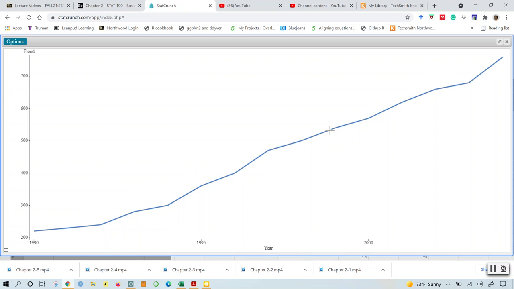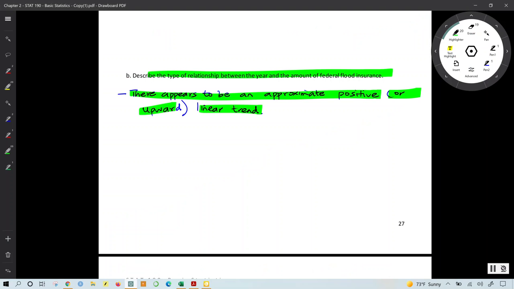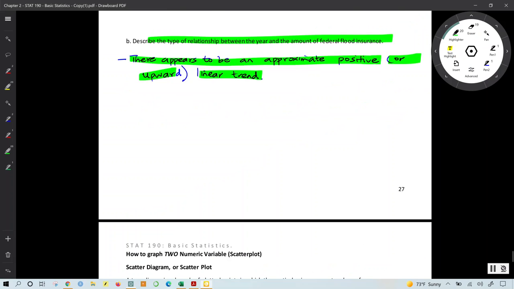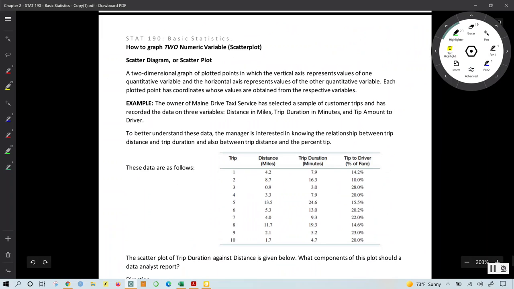So, this is very important. Now that we've learned how to graph a single numerical variable, whether it has a time component to it or it does not, it is time to look at how to graph two numerical variables, and the tool to use is your scatter plot, also known as a scatter diagram.